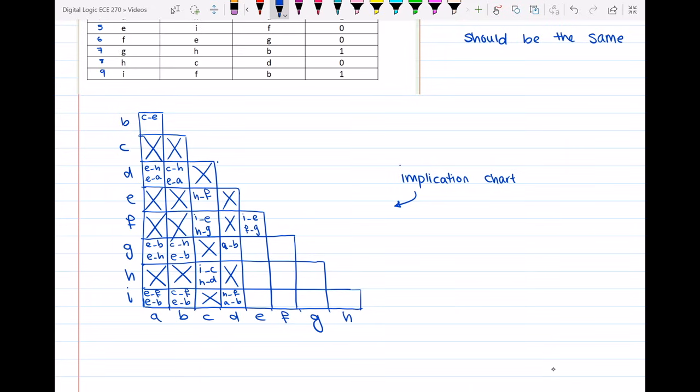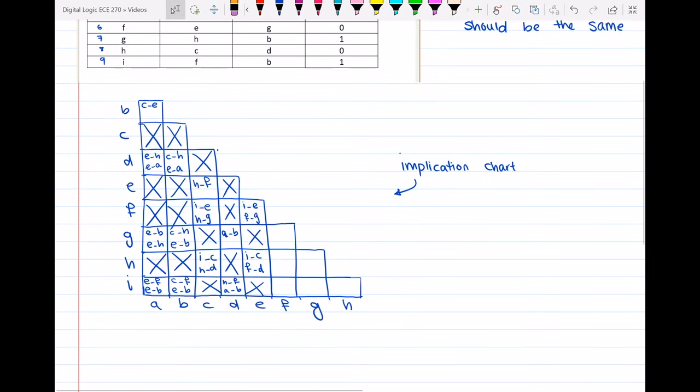Then E cannot be compared to G. E and H, they can be compared. So I and C, F and B, F and D. Sorry, we are in row H. And then E and I cannot be compared. Now we go to row F. So F cannot be compared with G. F can be compared with H. So that would be E, C, G, D. Then F cannot be compared to I.